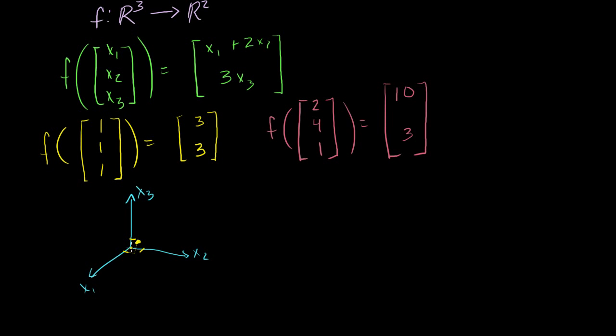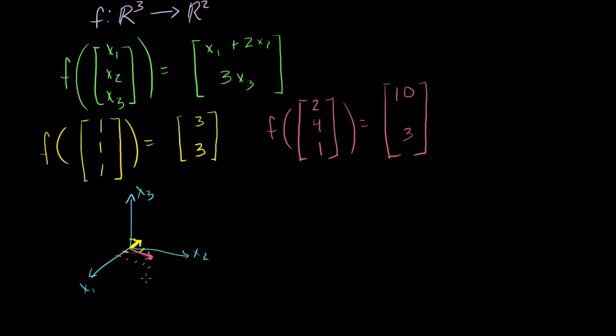And if I were to draw it in standard position, I'd start at the origin, and the vector looks something like that. And then the second guy, 2, 4, 1, would look like this. We'd go 2 out here. We'd go 4 in this direction: 1, 2, 3, 4. And then we'd go 1 up. So it looks something like this. 2, 4, 1. I think you get the idea.